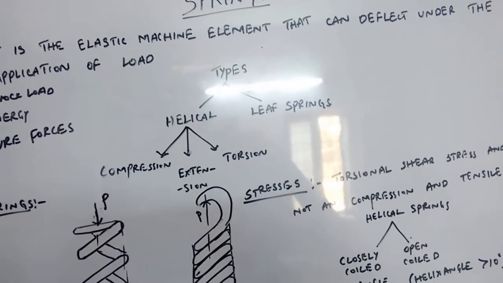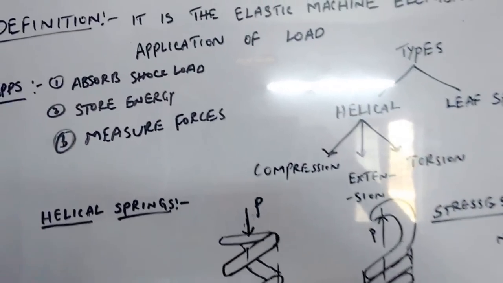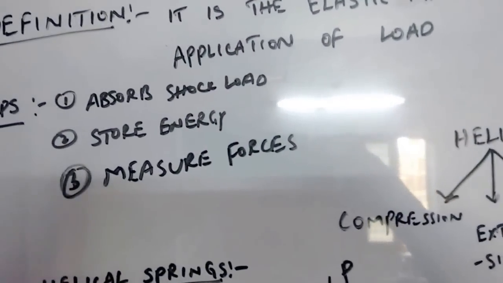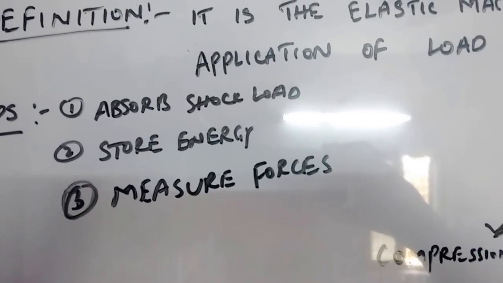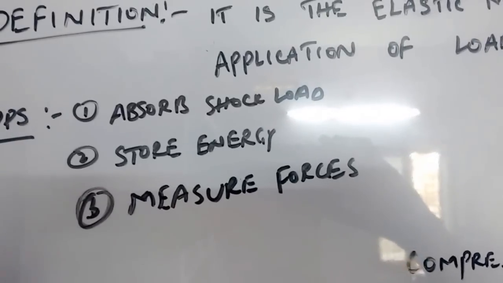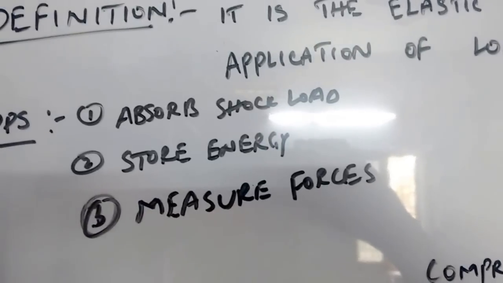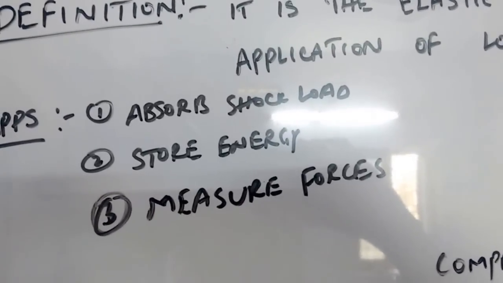The first area is that it can be used to absorb shock loads. For example, if you take a vehicle suspension system, this suspension system uses a machine element called a spring for absorbing the shock loads produced during the running of an automobile.